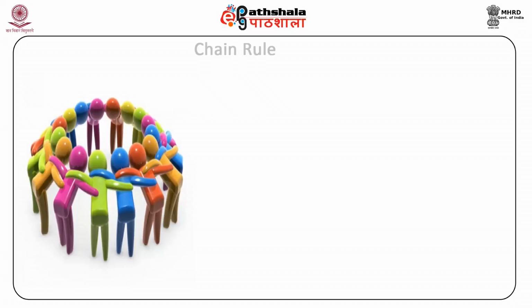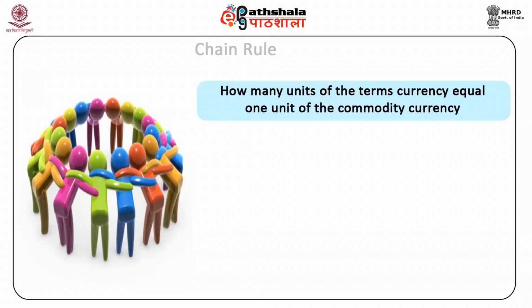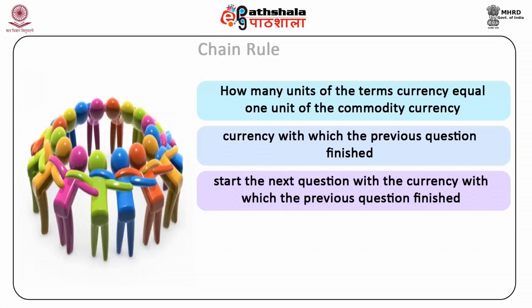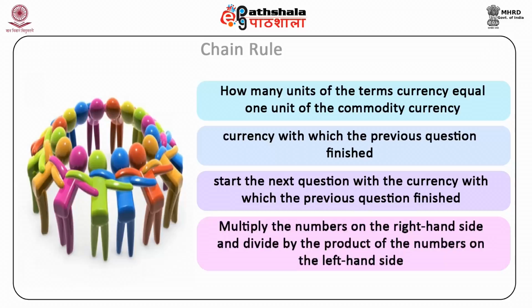First, start with the question to be answered. How many units of the term's currency equal 1 unit of the commodity currency? Second, start the next question with the currency with which the previous question finished. Third, again start the next question with the currency with which the previous question finished. If the first three steps have been correctly followed, the third question will finish with the term's currency.